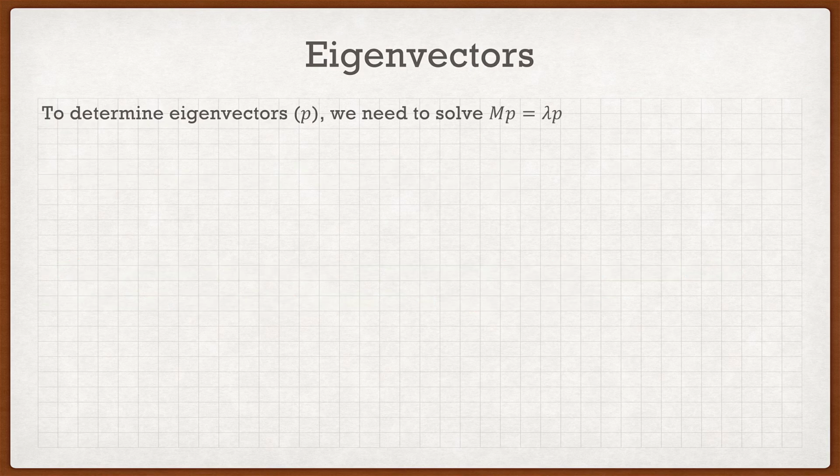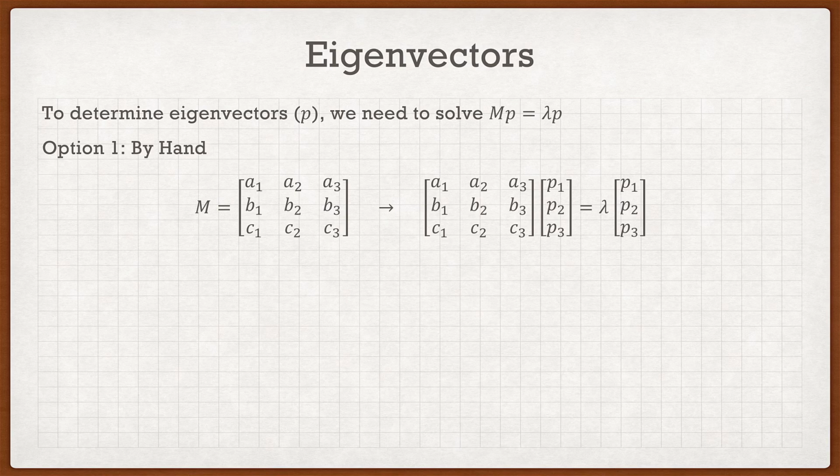To determine the eigenvectors p, we need to solve the equation Mp = λp. So just like before, we can write out this equation. If we look at the left-hand side here, we see a1, a2, a3, b1, b2, b3, c1, c2, and c3. Well, that's our matrix M. We already know that. Lambda, those eigenvalues, we know all those too because we just solved for them. So our only unknowns are going to be p1, p2, and p3.